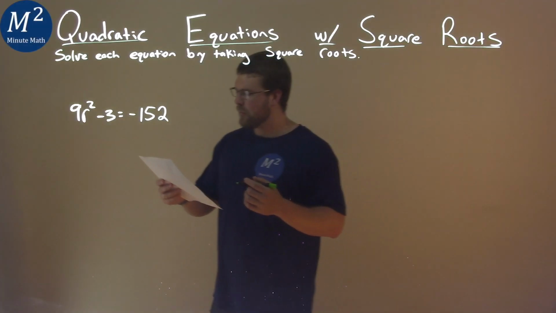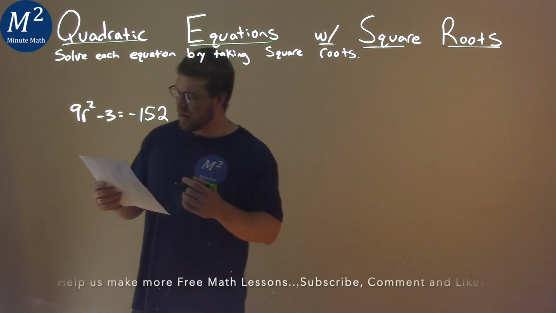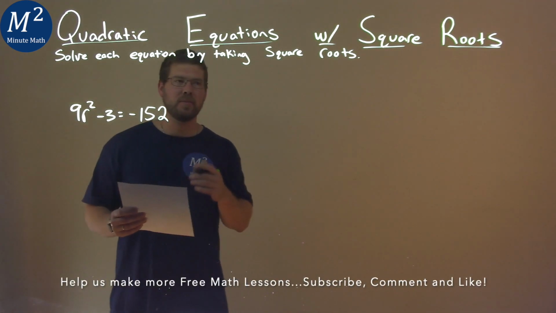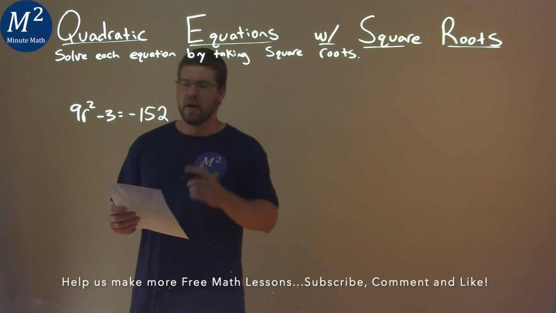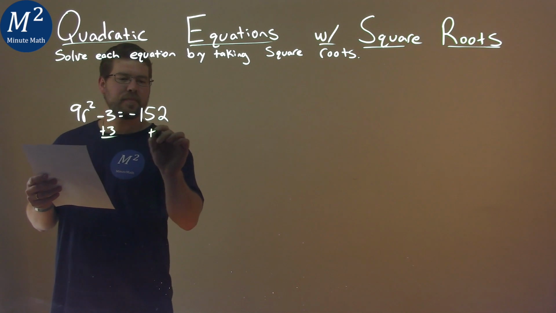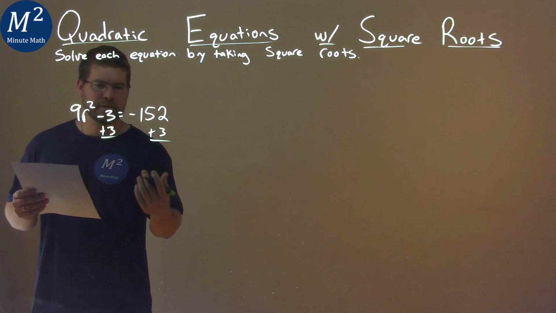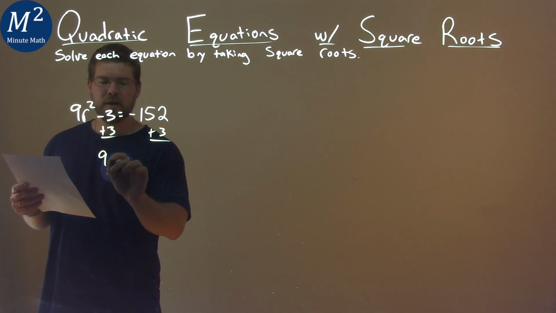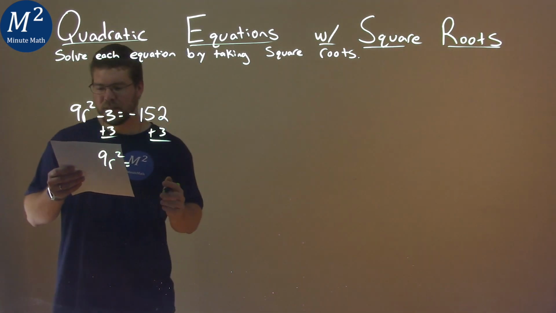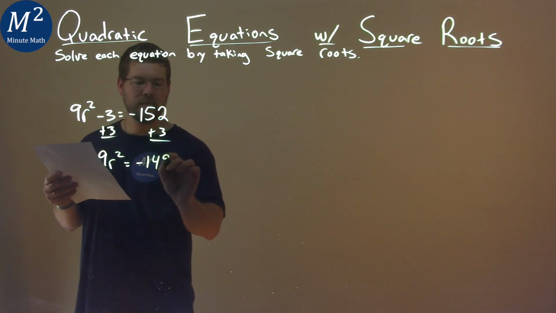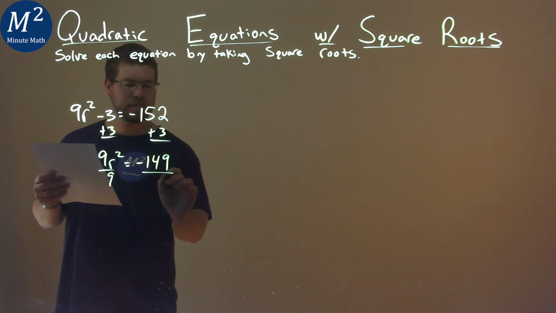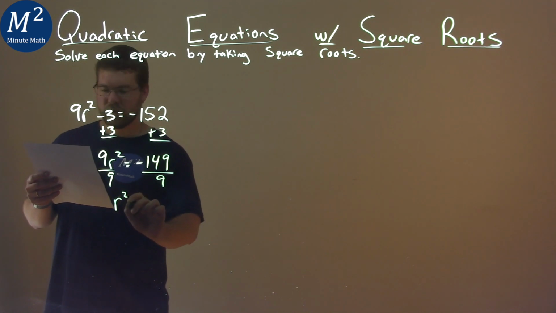We're given this problem right here. 9r squared minus 3 equals a negative 152. And we have to solve this equation by taking square roots. First thing I want to do is add a 3 to both sides. I want to get r by itself here. Adding 3 to both sides gives me 9r squared equals negative 152 plus 3, which is a negative 149. Not too bad. Divide both sides by 9. And now I have r squared by itself.